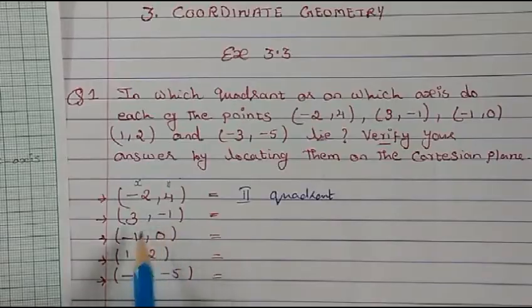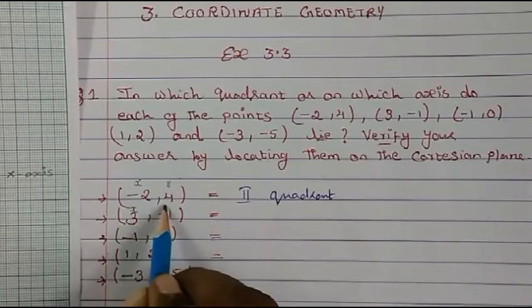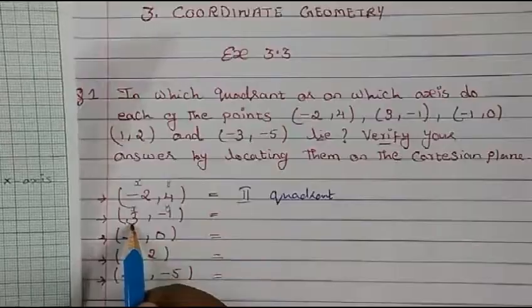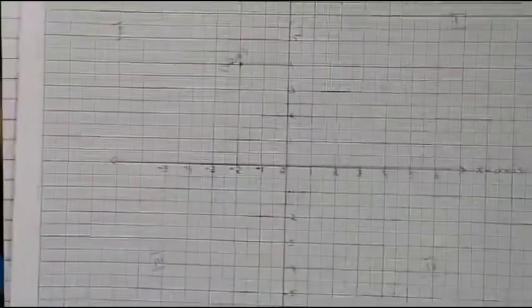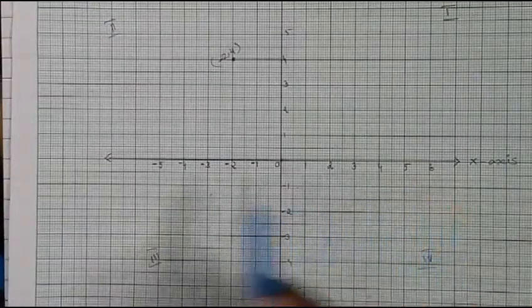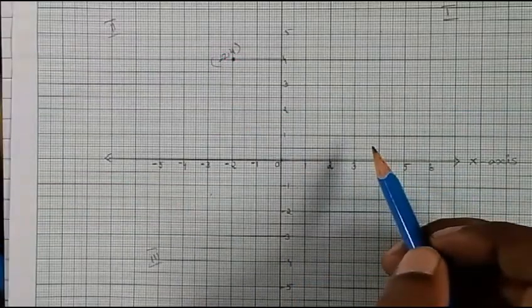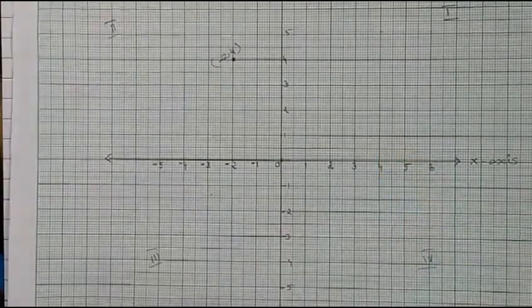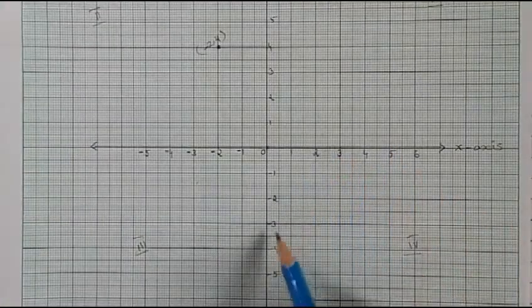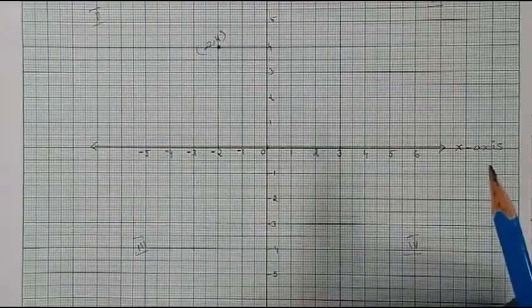So next, 3 and -1. The x value is 3, the y value is minus 1. So on x we have to see 3 and on y we have to see minus 1. So 3 and minus 1. On x it is 3, it is here, and on y it is minus 1, right? 3 and minus 1. So 3 is here, minus 1 is here.